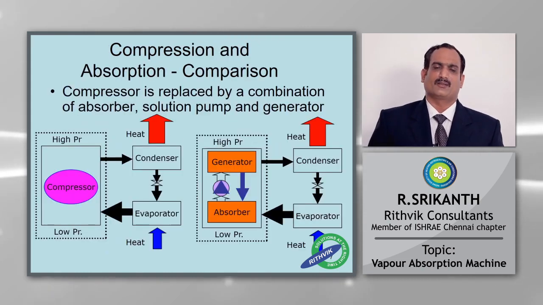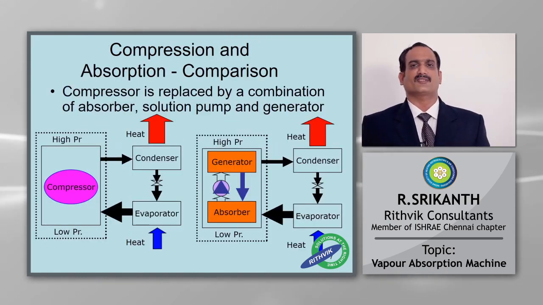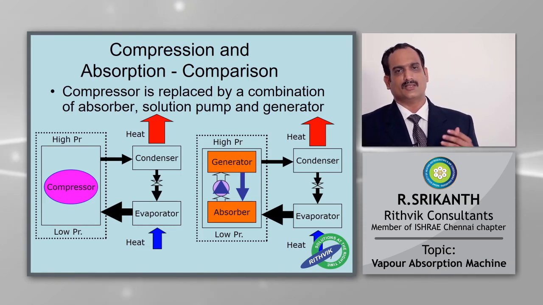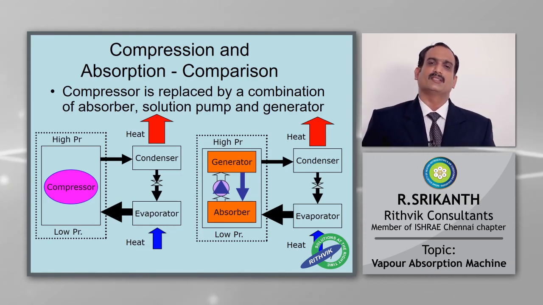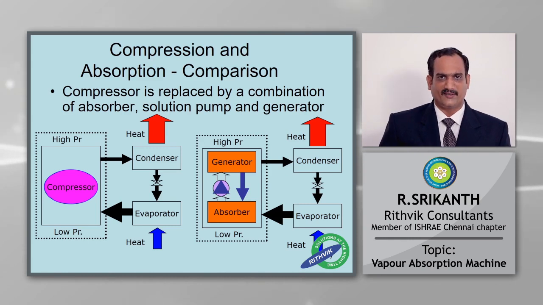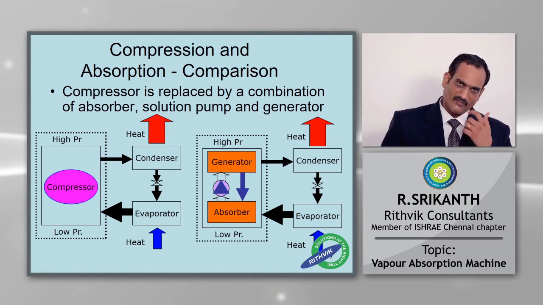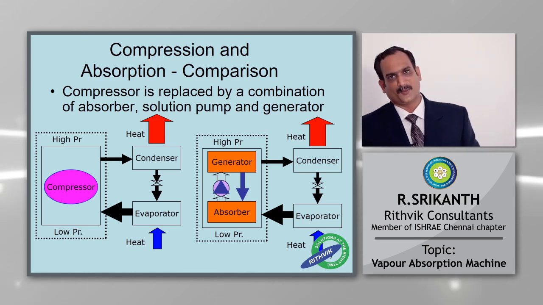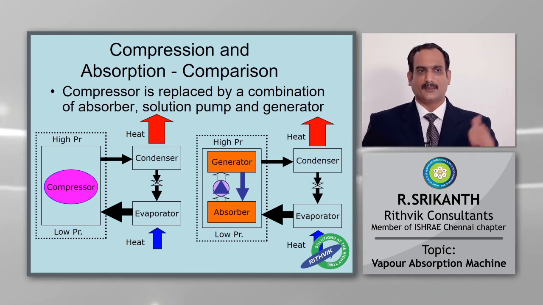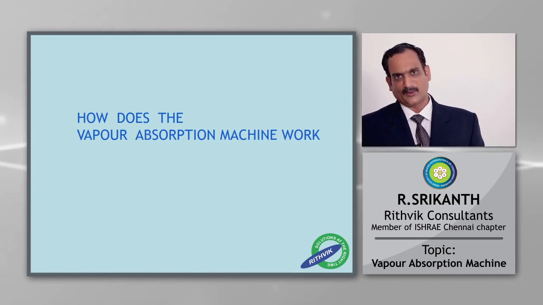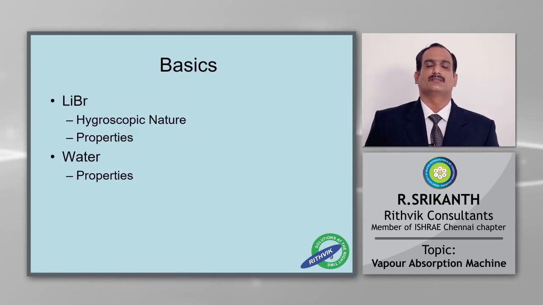The major difference between an absorption and a compression system is that in a vapor compression system, the major component is the compressor. If the compressor is replaced by an absorber and generator, then it becomes an absorption system. As said, the absorption system works on primary heat energy. How does the absorption machine work? Now let's get into the real chapter.